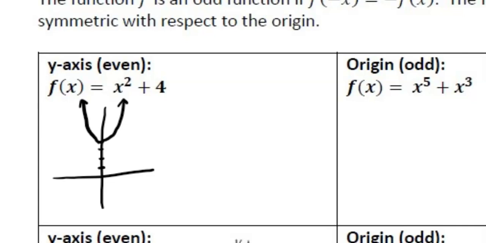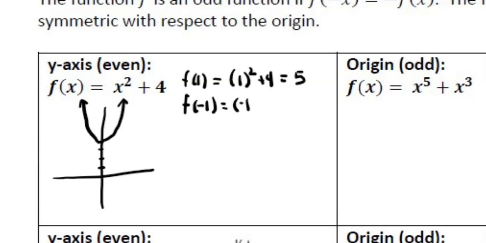But if we want to test it out, let's take the point 1. f of 1 equals 1 squared plus 4. And 1 squared is 1, 1 plus 4 equals 5. And then let's consider the other point, f of negative 1. We put negative 1 in and square it, plus 4. Negative 1 times negative 1 is still positive 1, and 1 plus 4 is 5.